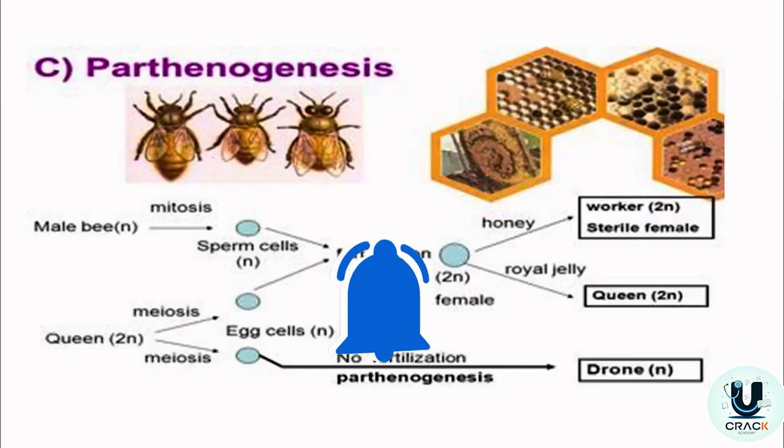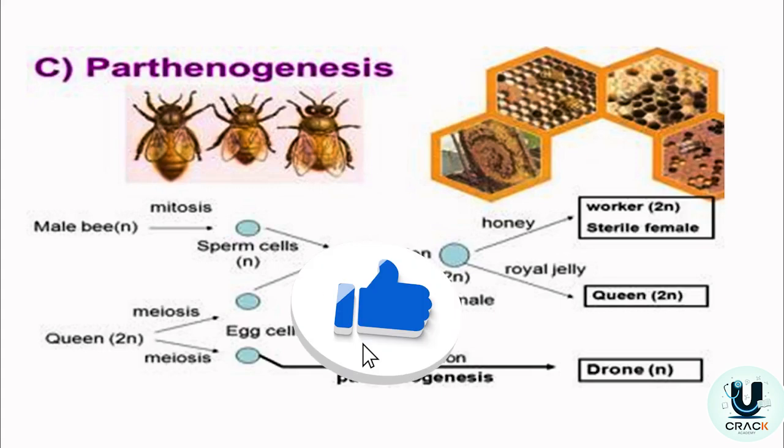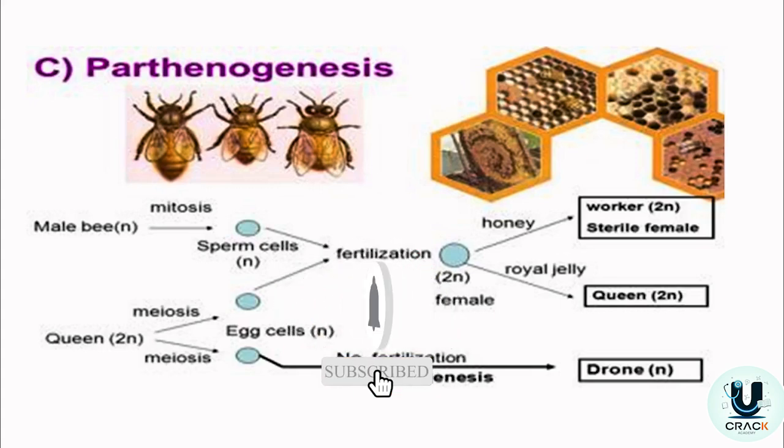Parthenogenesis, you can say in the male bee. It divides by mitosis. Look at the sperm cells being produced. Fertilization is happening, after which it changes into 2n, then gamete formation. You can see here workers are 2n, sterile females, and the queen. But the queen's diploid cells divide by meiosis. There is no fertilization. This is parthenogenesis, and it gives the drone.